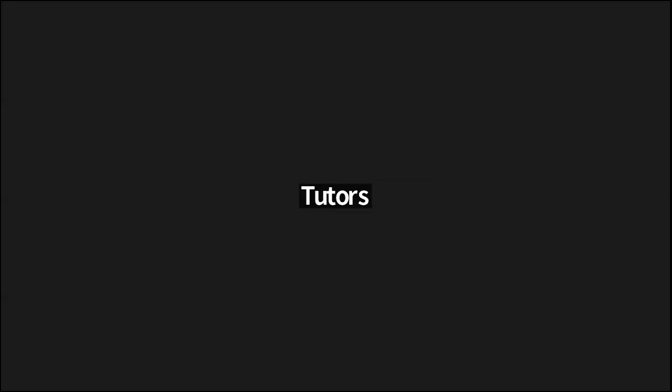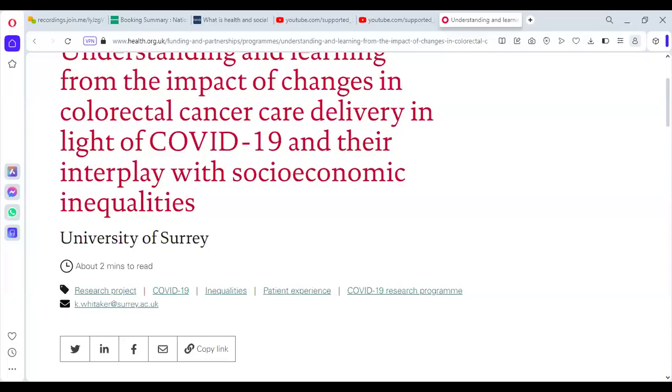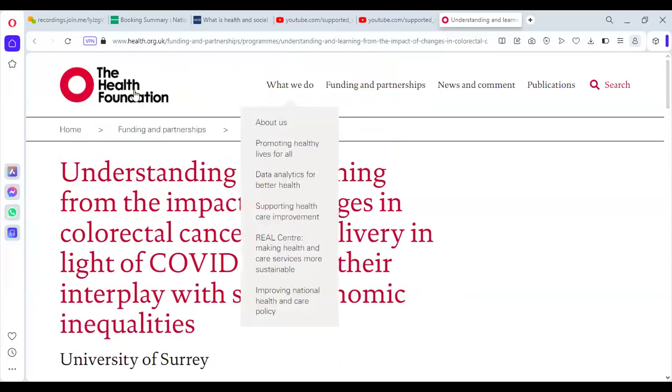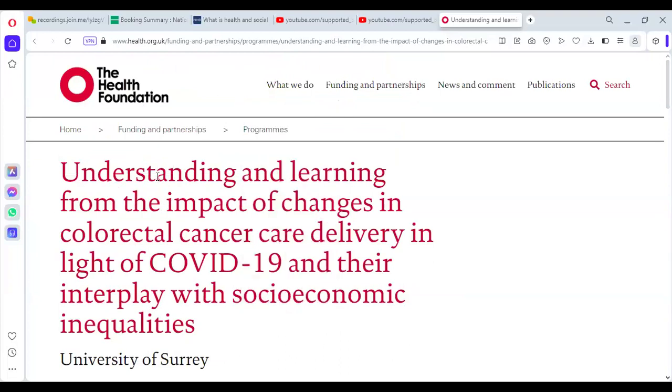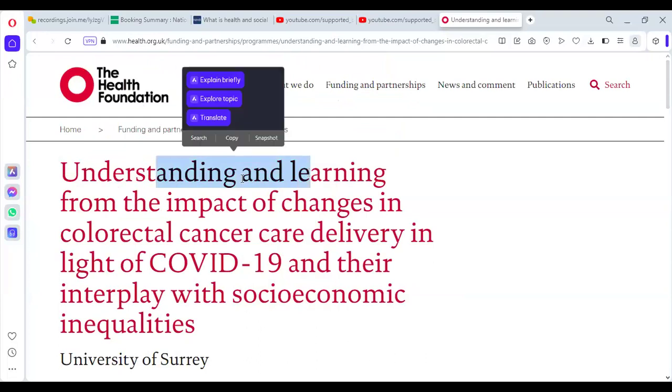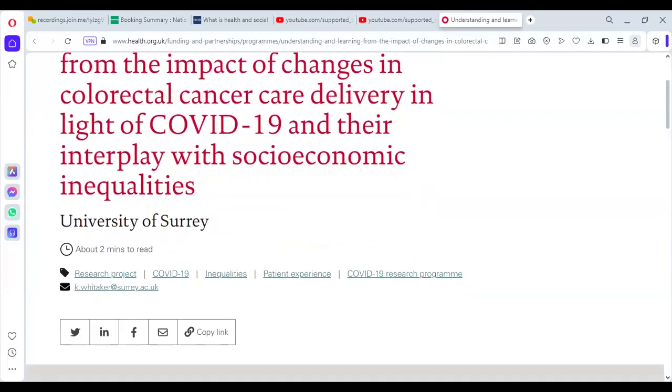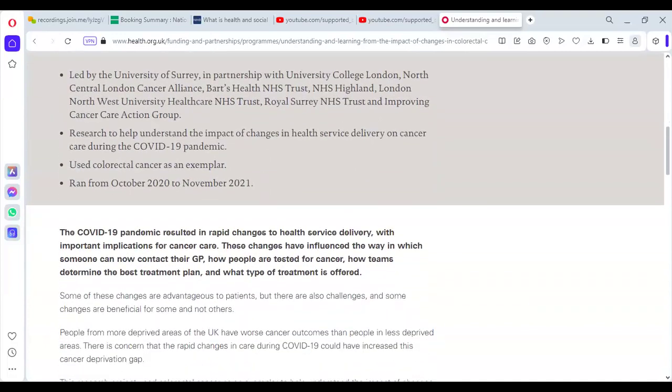I'll start sharing again. Yeah, so this one, I hope you can see this. I've gone into the same website, and then the Health Foundation, and then I've clicked on the research project named Understanding and Learning from the Impact of Changes in Colorectal Cancer Care Delivery in Light of COVID-19 and their interplay with socio-economic inequalities. So this is the project.